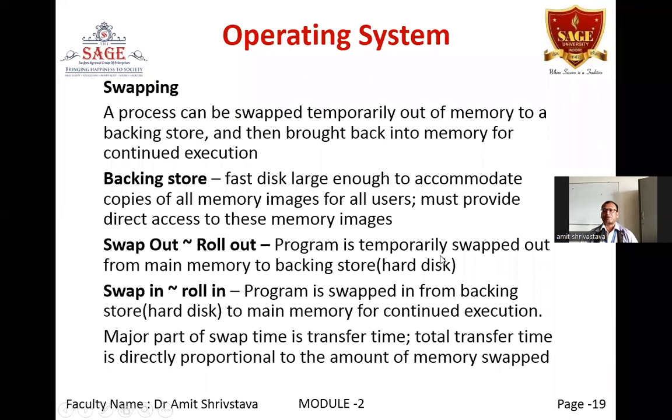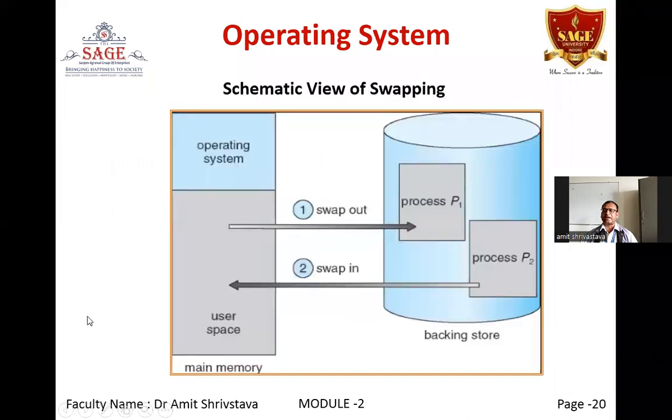Swap out, also known as rollout. The program is temporarily swapped out from the main memory to the backing store or the hard disk. And swap in, or roll in, means the program is swapped in from the backing store or hard disk to the main memory for continued execution. Major part of swap time is the transfer time. So total transfer time is directly proportional to the amount of memory swapped.